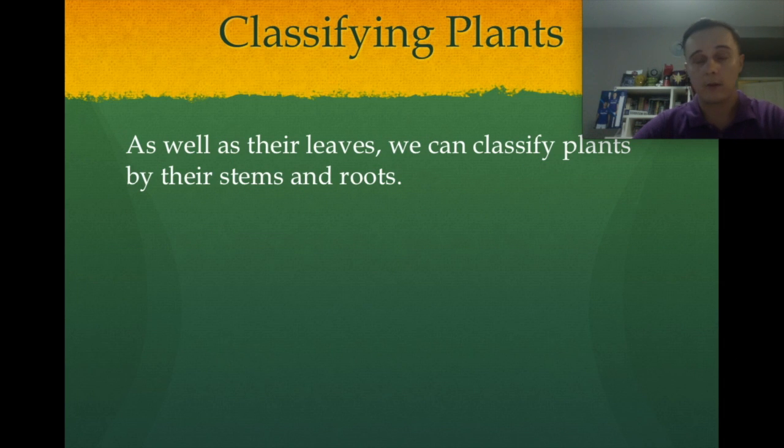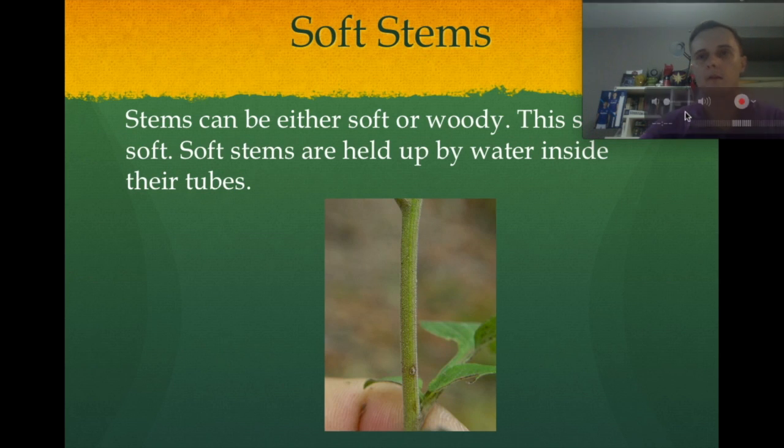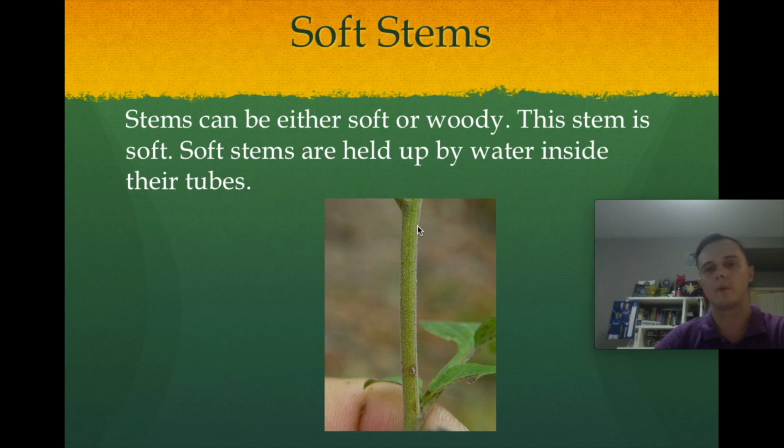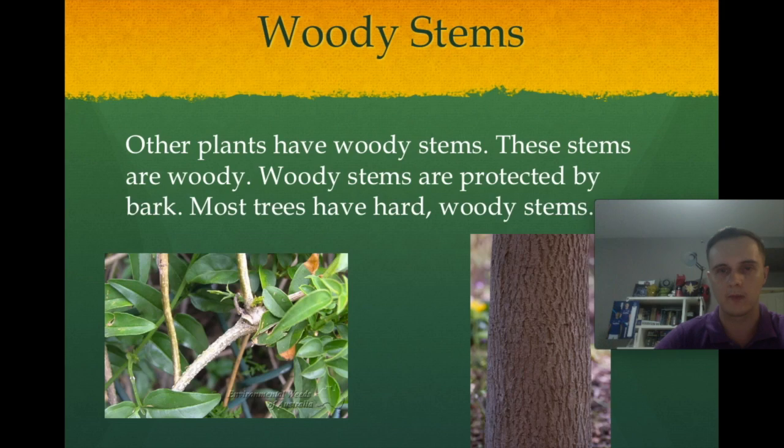As well as talking about their leaves, we can classify plants by their stems and their roots. So stems can be either soft or woody. This is what we call a soft stem. You know the word soft? So when you touch it, it's soft. It can move and break easily. So soft stems are held up by water inside their tubes.